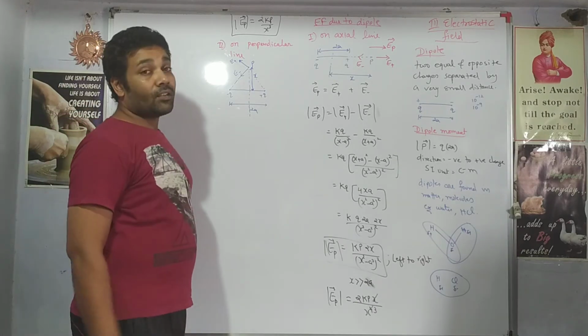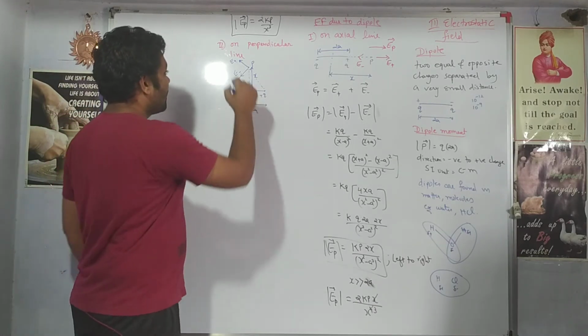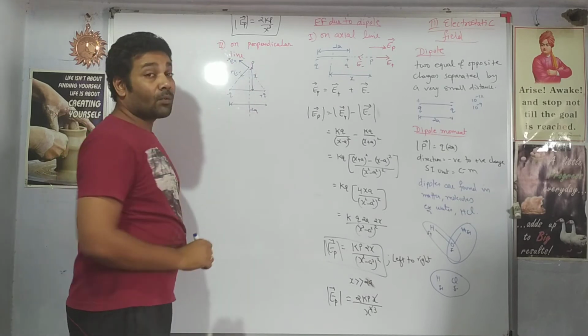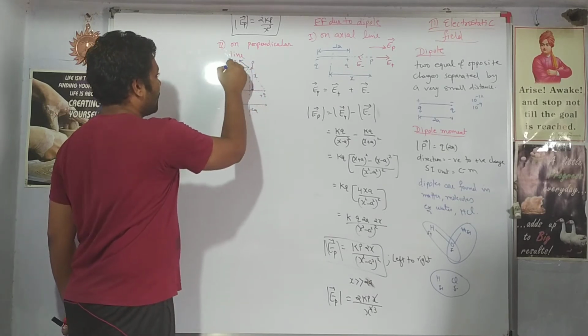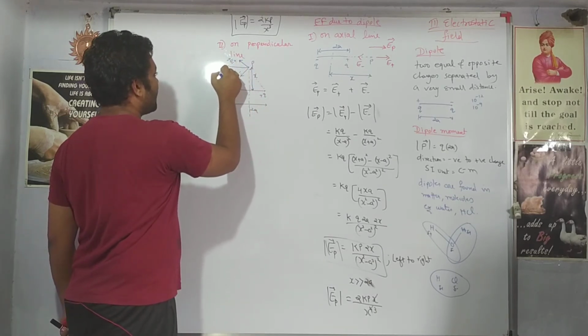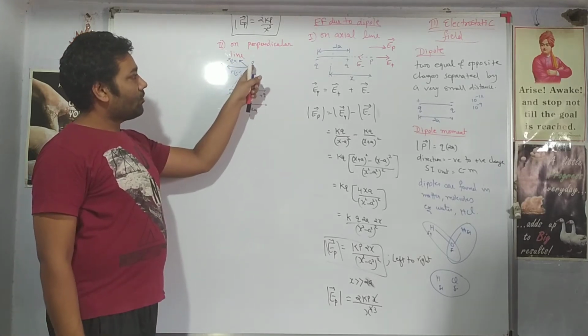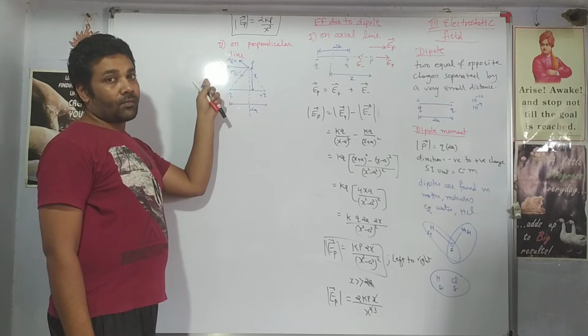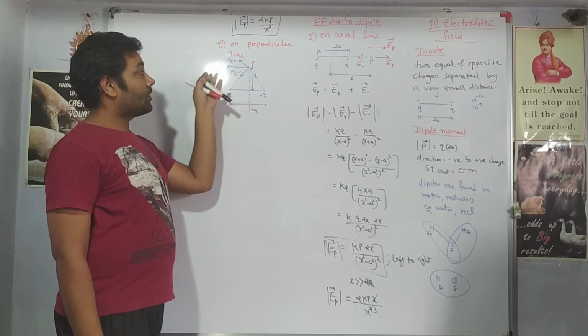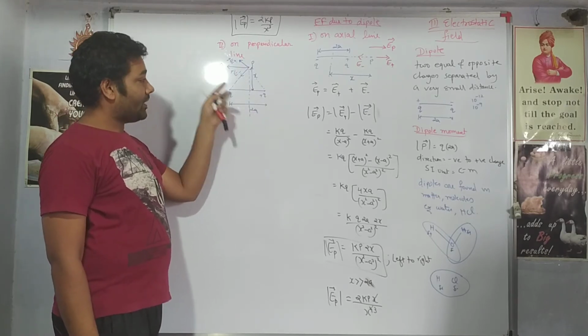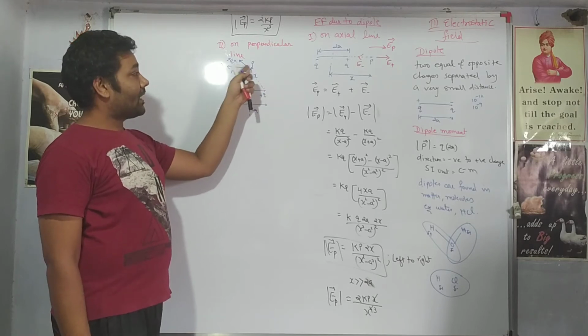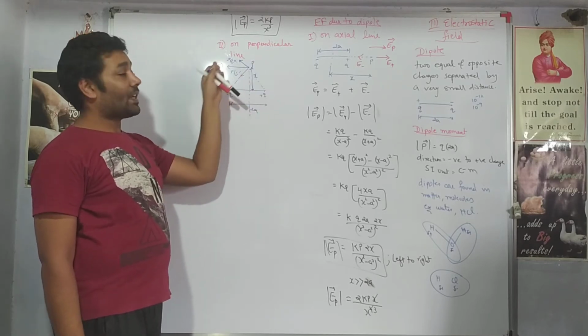In which direction will the net electric field be? These are vector quantities, so the resultant will be obtained in this direction. So this will be the net electric field at point P. The direction will be from right to left. As per our geometry, the direction of the electric field will be from right to left.